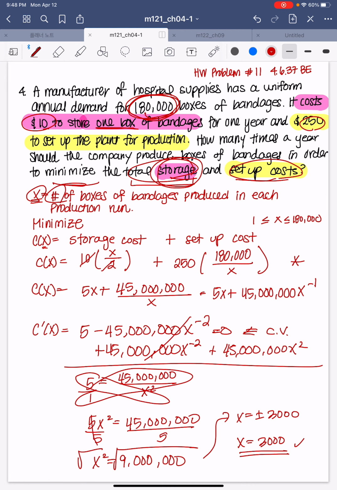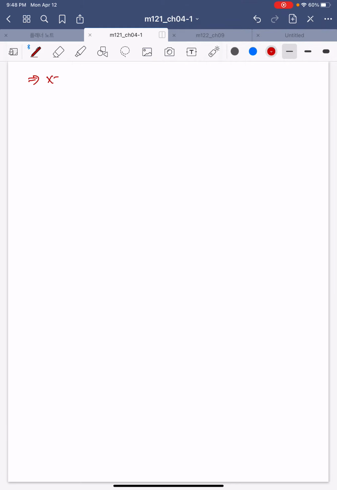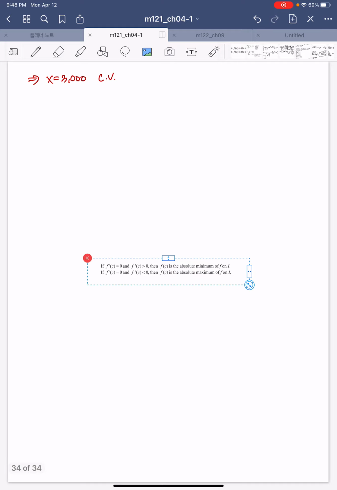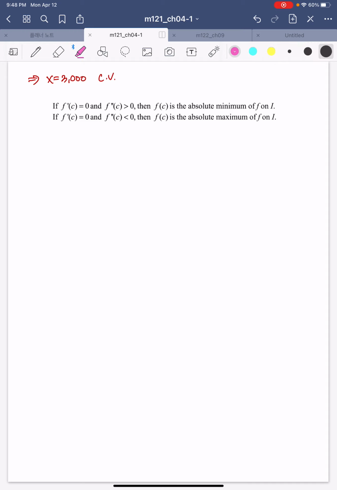Okay. So now let's check. So x equal 3,000 was our critical value. Now to minimize, what we are going to do is take the second derivative. So we got the first part checked. That's where the x is, when you take the derivative and then set it equal to 0, we got that x is equal to 3,000. We need to check this one. So let's take the second derivative.